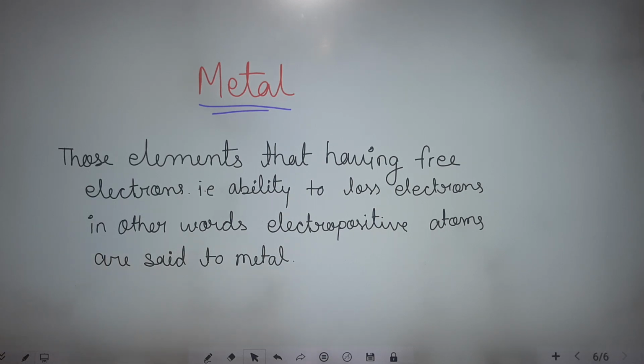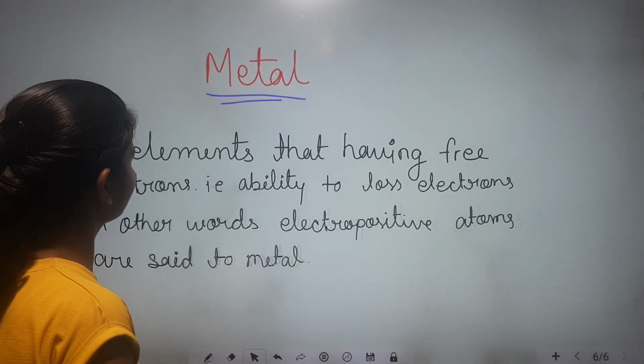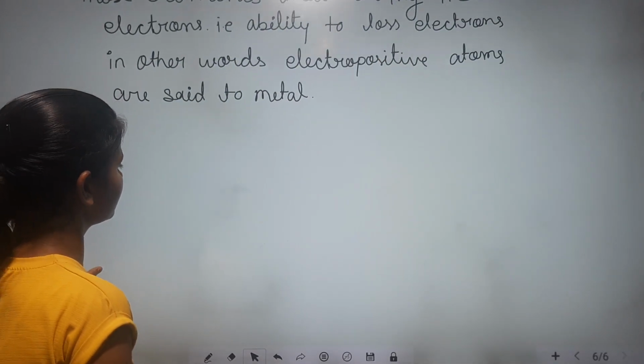Or in other words you can say the ability to lose electrons. And in other words you can say electropositive atoms are said to be metal. So this is the definition of metal. Now let's see about non-metal.